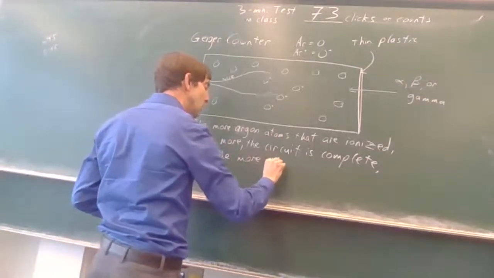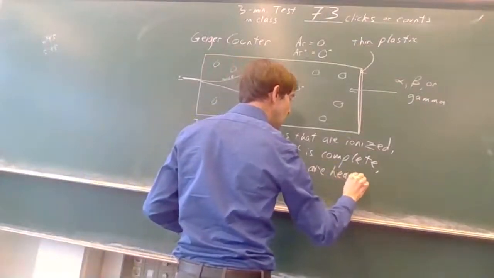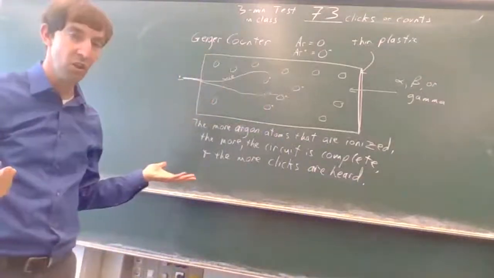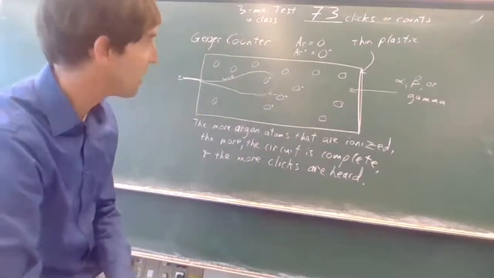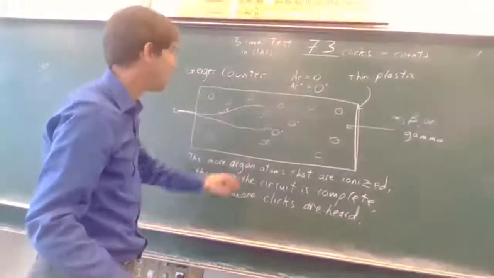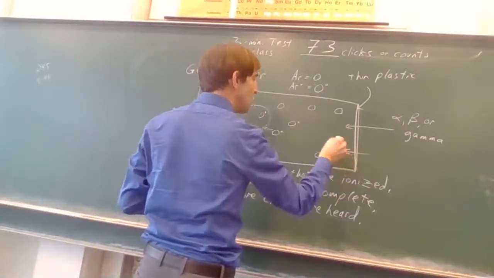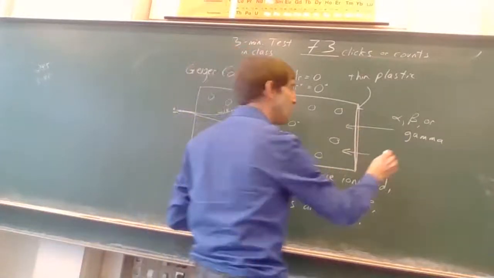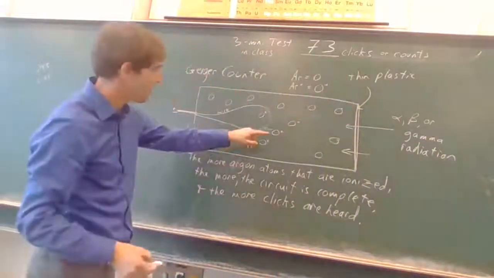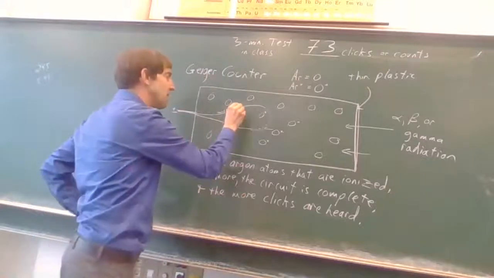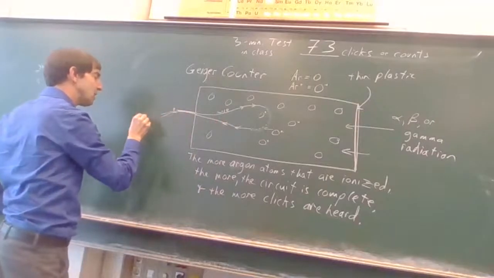So the more positive argon atoms there are, the more the circuit is complete and the more clicks are heard. So frankly, the more clicks, the more radiation there is, because I got more and more of these guys that are ionized, okay? And when they're ionized by radiation coming in from the end, the little positive atoms can make this circuit complete, and then electricity can flow. And the more it flows, back here I get the clicks. Click.